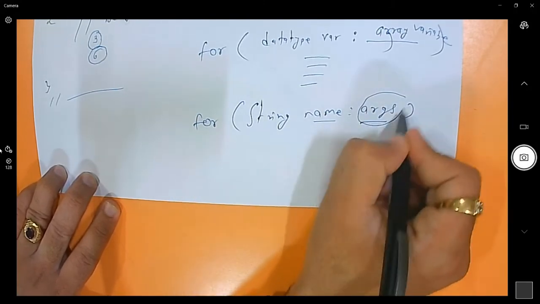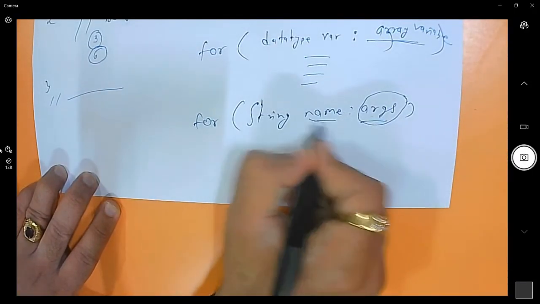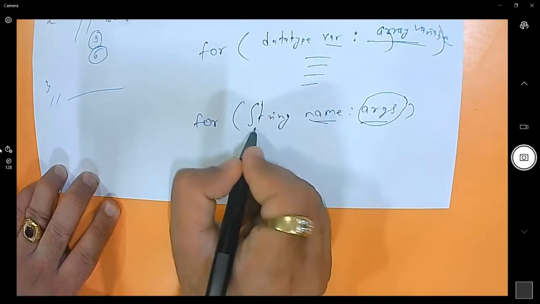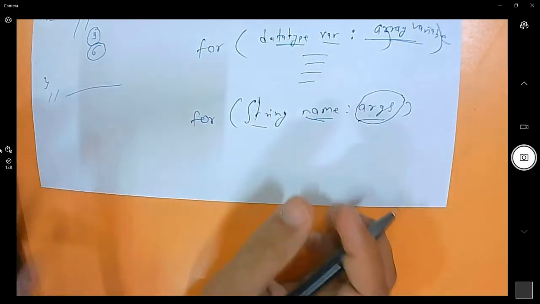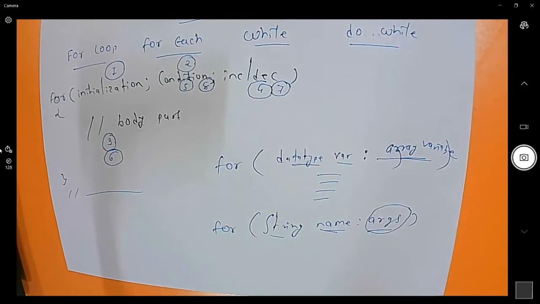This is your array variable. So this is the syntax. This is your array variable, and this is your normal variable. And you can say String is your data type, or you can say it is a class. So this is what the for each loop is. Let me give the demonstration of the for loop first.